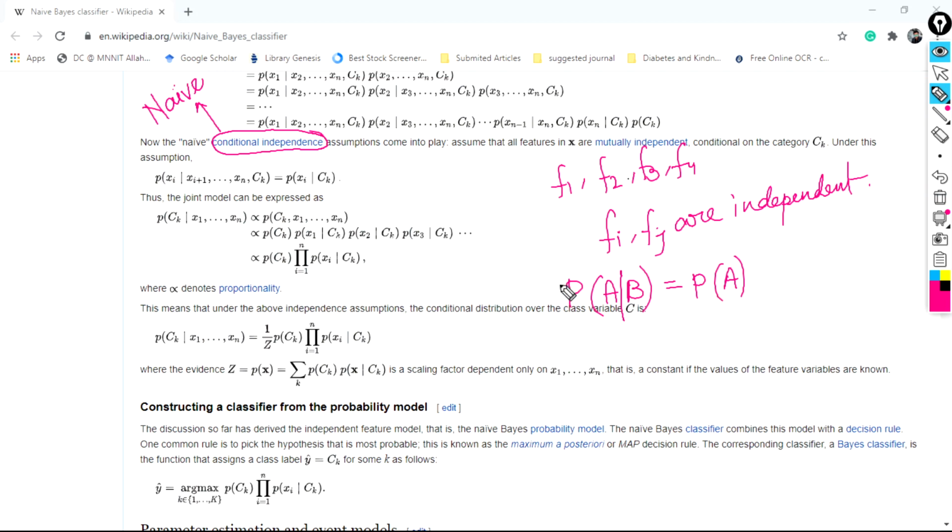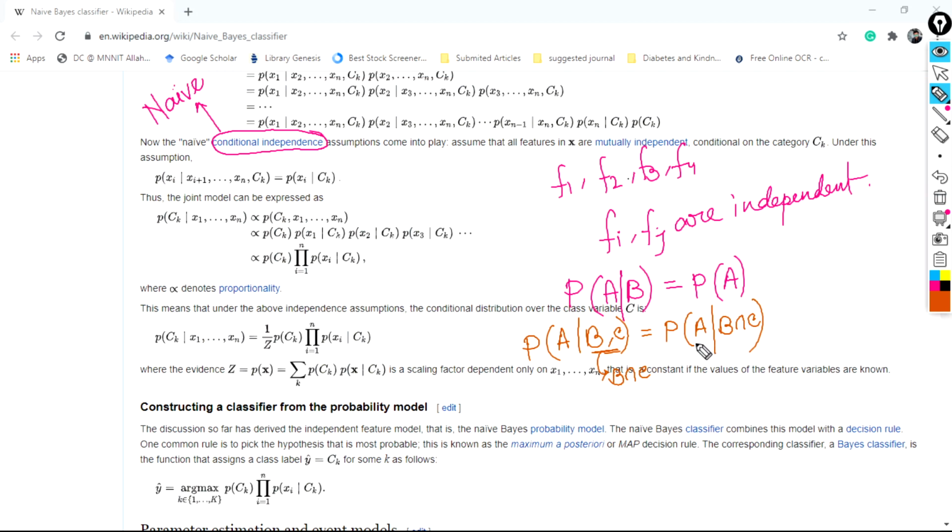Now we apply this concept here, but the main thing is that we have only seen independence between two events. So what do we do if we have more than two events? Suppose our event is the probability of A given B and C, in other words, the probability of A given B intersection C.